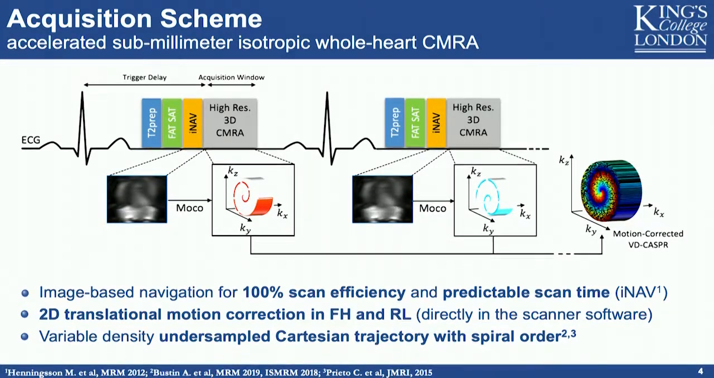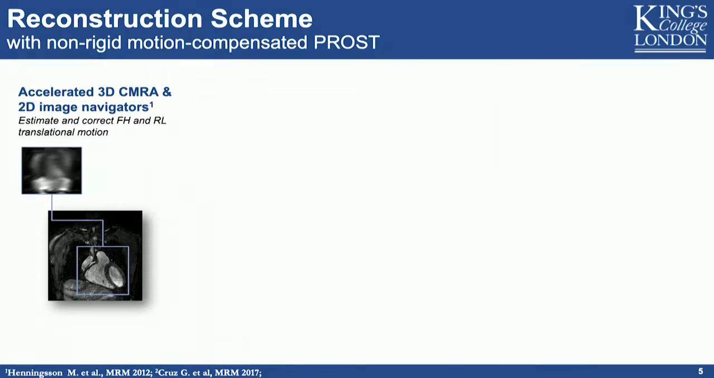Now here we're talking about sub-millimeter isotropic resolution, so we need to accelerate this acquisition. So we've implemented this sampling. It's a variable density Cartesian sampling with spiral ordering. So at the end of this acquisition, we have a translation motion corrected and highly accelerated K-space. Now when we talk about high acceleration, we need a robust reconstruction scheme.